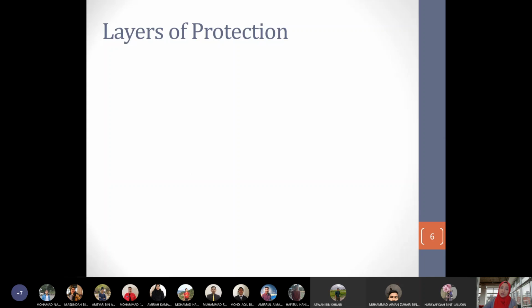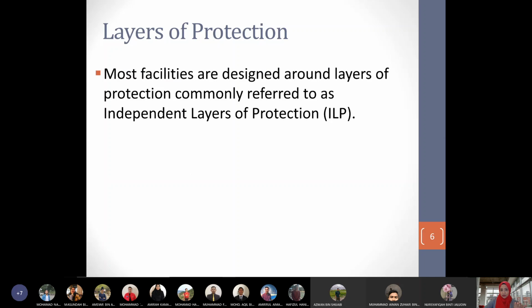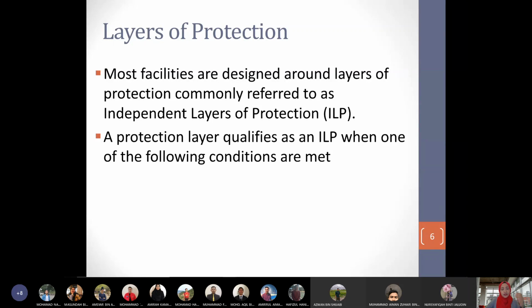Now, let's first look at the layers of protection that we can have. Most facilities are designed around layers of protection, commonly referred to as independent layers of protection. If you remember your Swiss cheese, it is basically like independent layers of protection. You have many different layers of cheese which act as barriers of protection from an accident or an injury. So a protection layer qualifies as an ILP only when the following conditions are met.